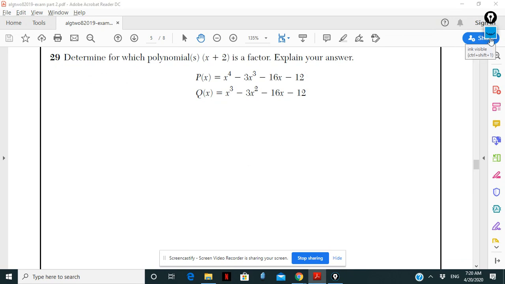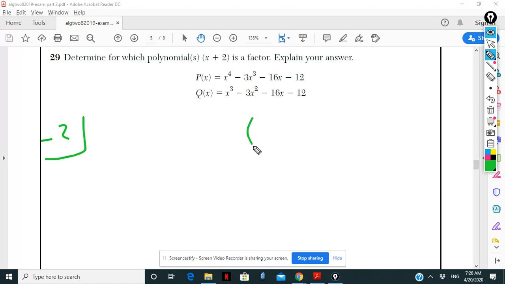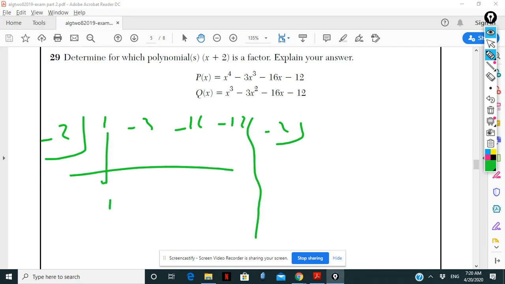Question number 29. Explain which polynomial has x plus 2 as a factor. So I'm going to use synthetic division, or you can plug in negative 2. I have many ways. So the coefficients are 1, negative 3, negative 16, negative 12. 1 goes down, negative 2, negative 5, 10, negative 6, positive 72, so giving me 60. I have a remainder. So not a factor.